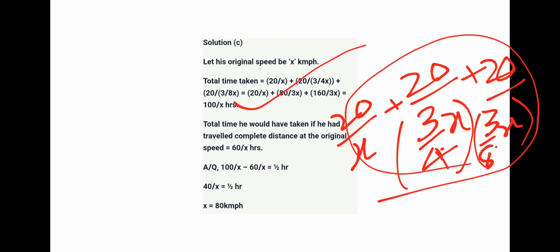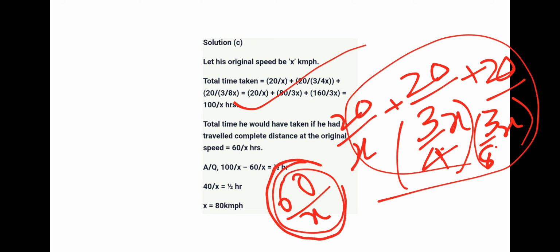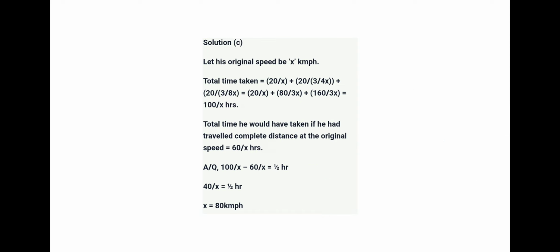So the total time he would have taken if he had traveled the complete distance at the original speed: the total distance was 60 and the original speed is x. So the total time he would have taken is 60 by x, and the value that we have got is 100 by x. So the difference in the time is nothing but 100 by x minus 60 by x.